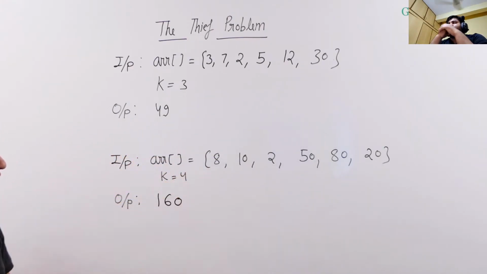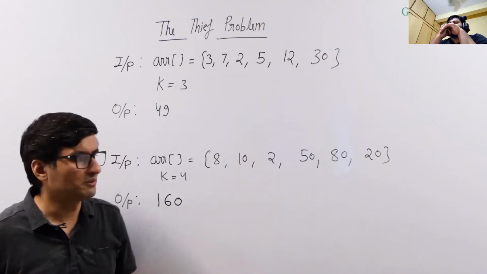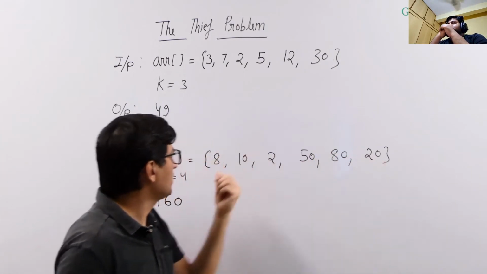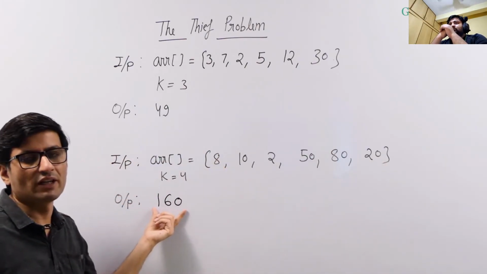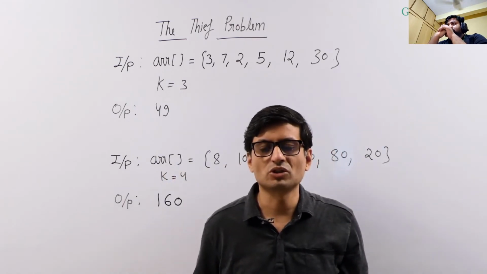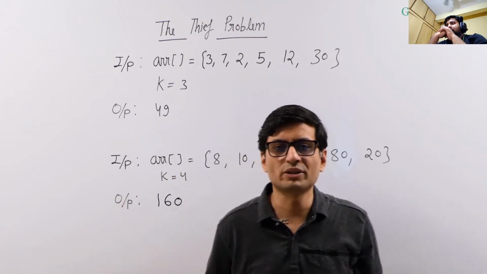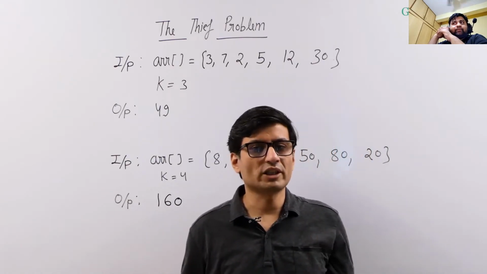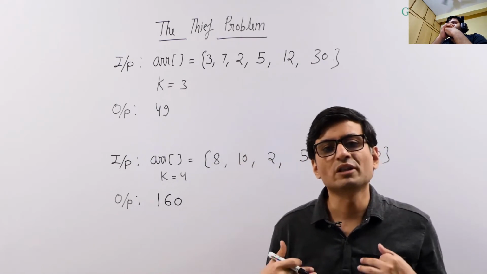Let's now see this example. In this example, the thief can pick 4 items. So what items is the thief going to pick? The thief is going to pick 80, 50, 20, and 10. That's how the thief will get the value as 116. Let's now talk about the solution of this problem. How will you solve this problem? You need to write a function that will take an array as an argument. This value k is an argument, and the function should return the maximum value the thief can collect. Please pause this video now and think of a solution that solves this problem.